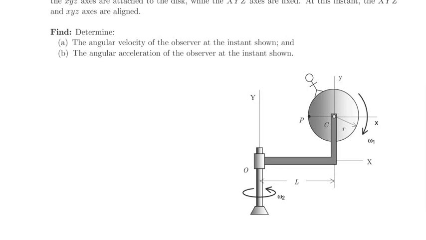We're given indication that at this instant the capital and lowercase axes are aligned. Based on this information, we're asked to find the angular velocity of the observer, as well as the angular acceleration of the observer.